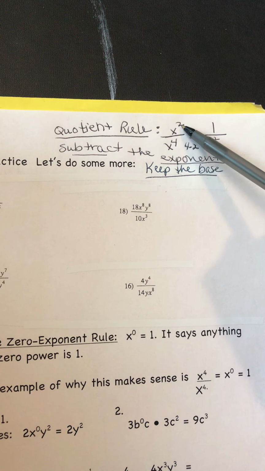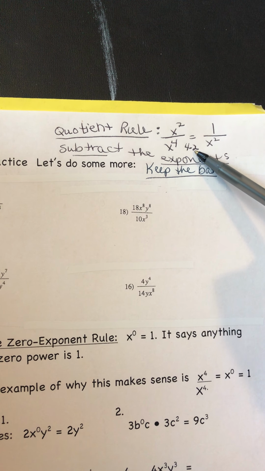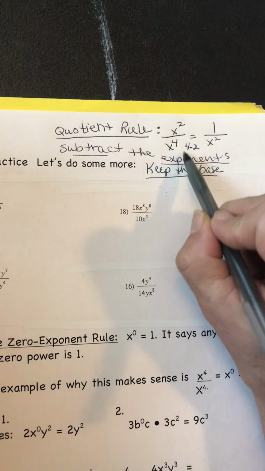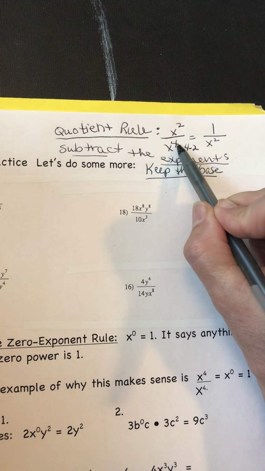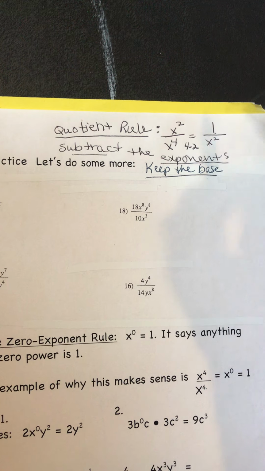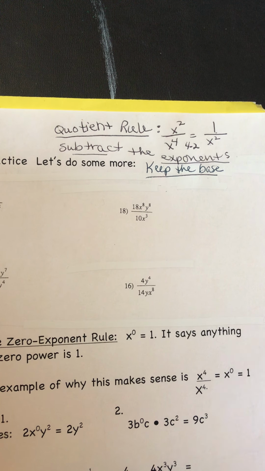So here I had x squared divided by x to the fourth. So I subtracted the two, 4 minus 2, I always take the larger from the smaller, and I got 2, so I put x to the 2 power on the bottom because that's where those extra x's would be, and up top I would get a 1. And we're going to practice those right now so you get a good feel for them.